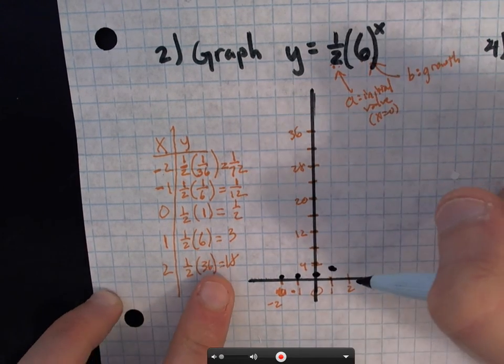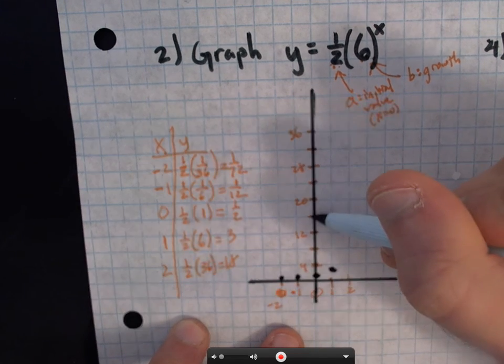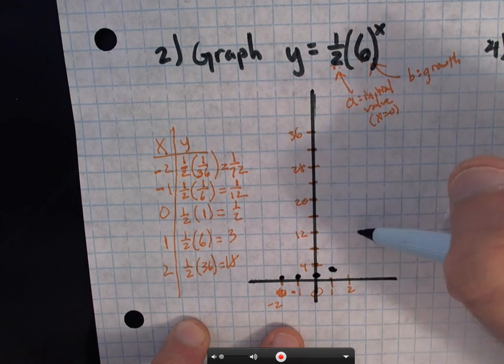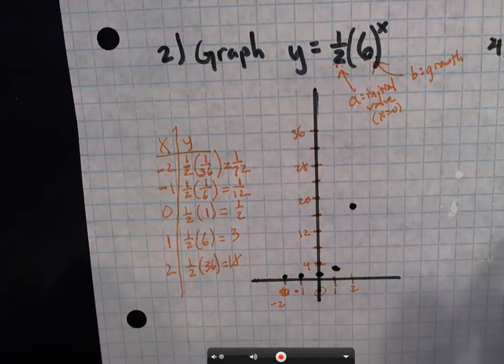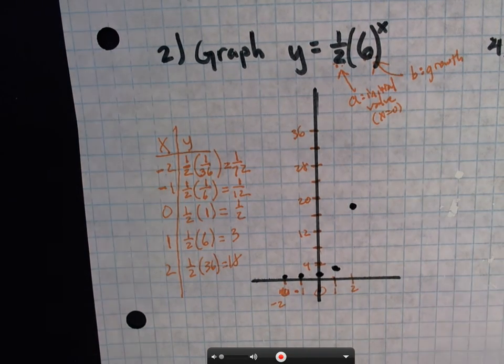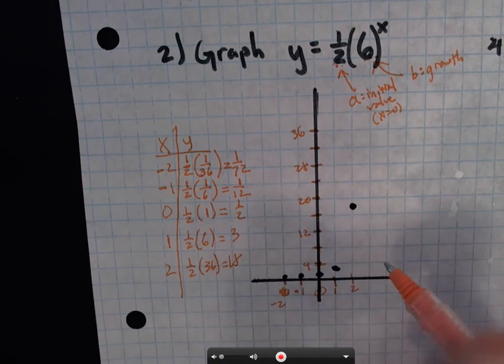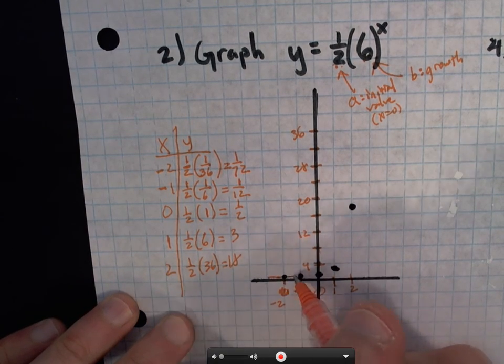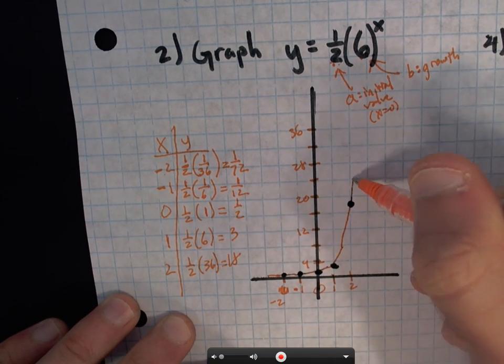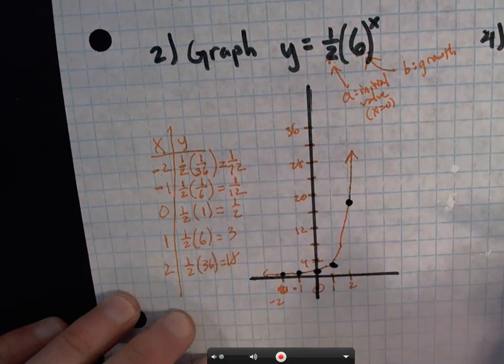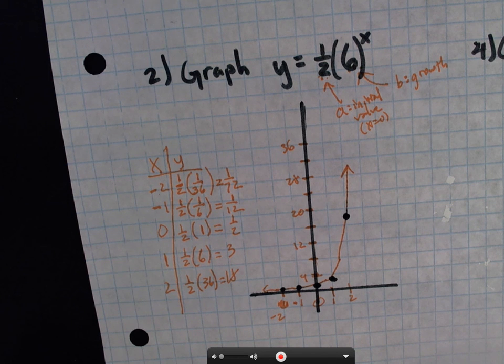And then 2 goes all the way up to 18. So we got 12, 16, and 20 here. So 16 and 20 should be halfway between these guys right there. So we still have a lot of growth here, but again, it's only going up at half the speed of the first one, because of that 1/2 in front. So draw our curve. And let's not forget our asymptote.